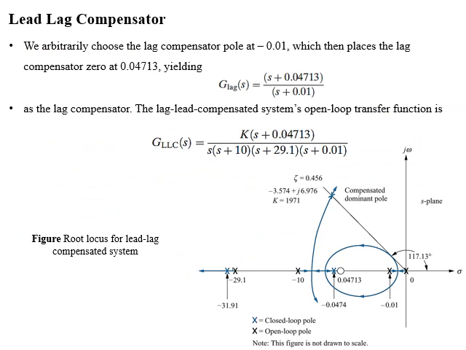Dear students, after obtaining the lag compensator zero to pole ratio, we will arbitrarily choose the pole at minus 0.01, which places the lag compensator zero at 0.0471. And the lag compensator transfer function is given here. The lag-lead compensated system open loop transfer function is also given here.